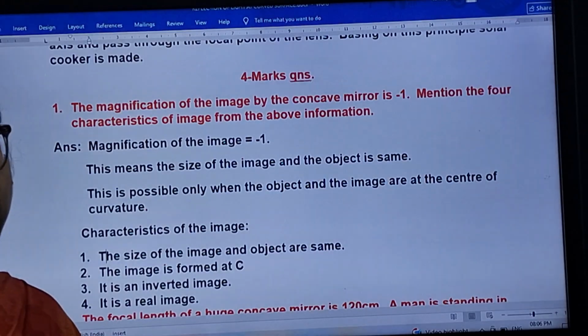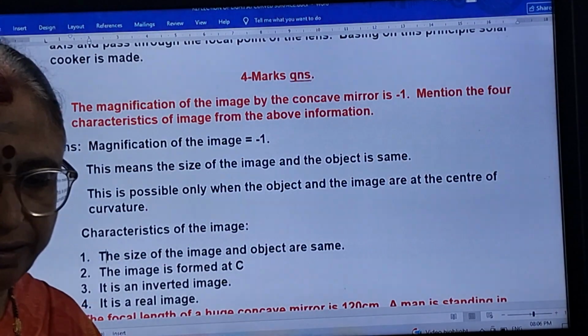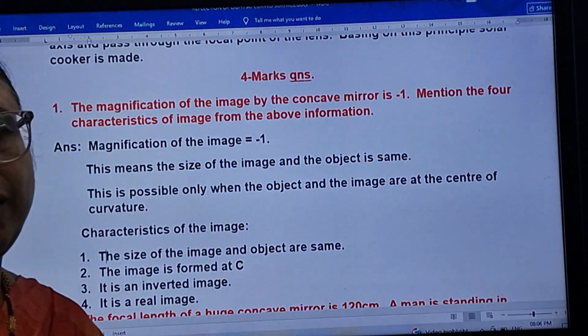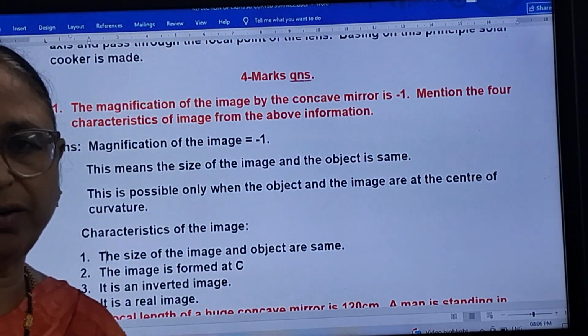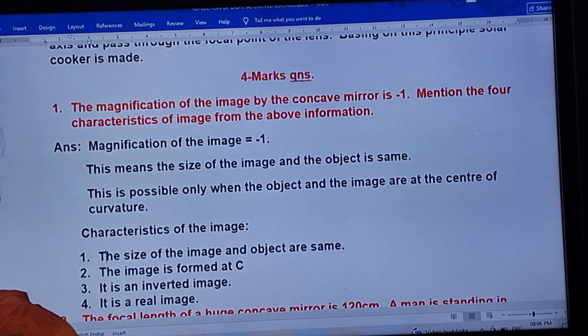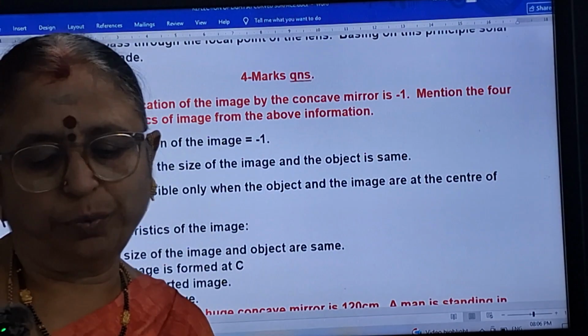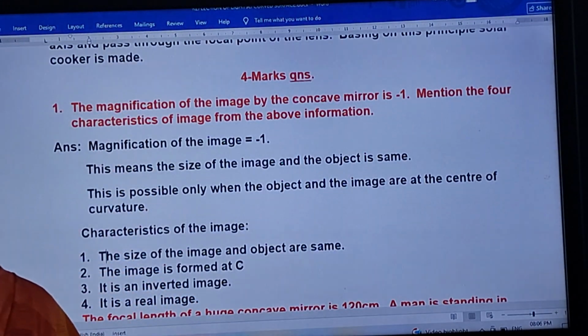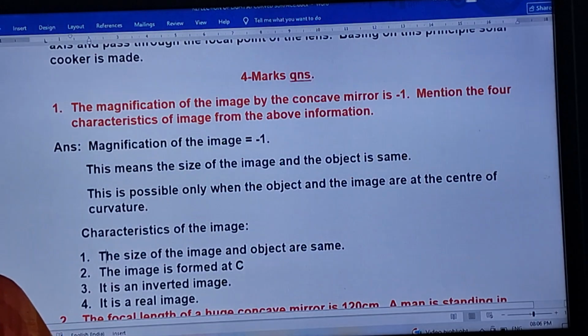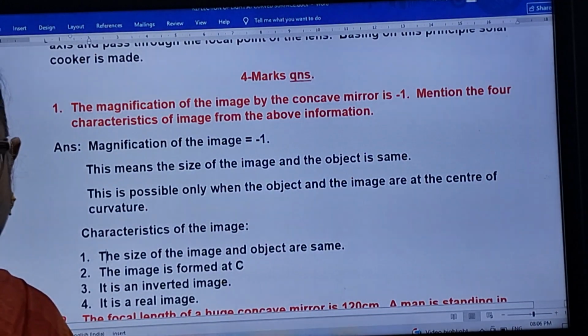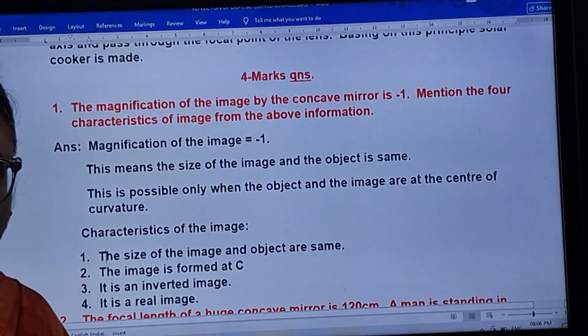I'm doing 10th class SSC physics, and in that first lesson, reflection of light at curved surfaces, that is reflection of light in curved mirrors, I've been doing. I have completed 2 marks questions and now I'm doing 4 marks questions. In this 4 marks question, the first question is: the magnification of the image by a concave mirror is -1.